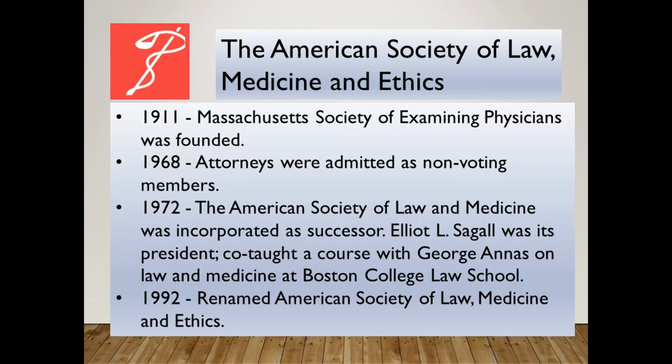In 1992, the society was renamed American Society of Law, Medicine, and Ethics. The organization quickly became the largest medical legal organization in the world, dedicated to continuing education, as well as the publisher of the two leading medical legal journals, the Journal of Law, Medicine, and Ethics, and the American Journal of Law and Medicine, which is published as a law review at Boston University Law School.